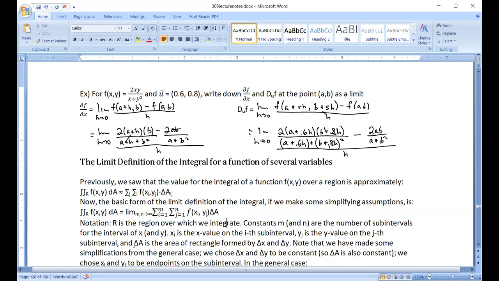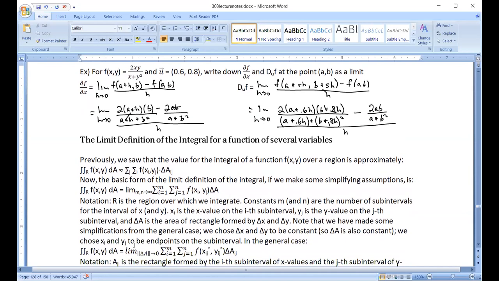So what simplifications did we make? First of all, like I said, delta x is always the same, delta y is always the same, therefore delta A is always the same. Second of all, xi and yj, in this case, there's no special formula for them. In this case, we've always assumed that they are the endpoints on each interval. Okay. Now, what if you do not make those simplifying assumptions? The notation gets a little complicated. Let's take a look.